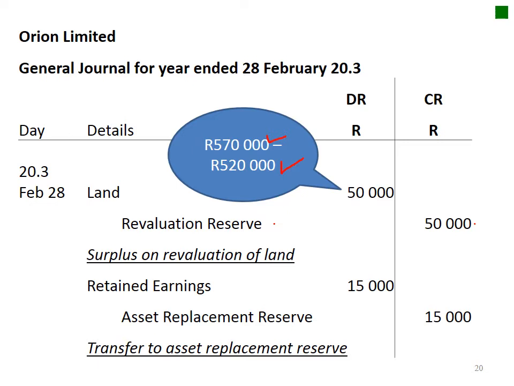This is going to show on the statement of profit and loss as other comprehensive income, and then in the equity section of our statement of financial position, we will show this together with any other reserves.